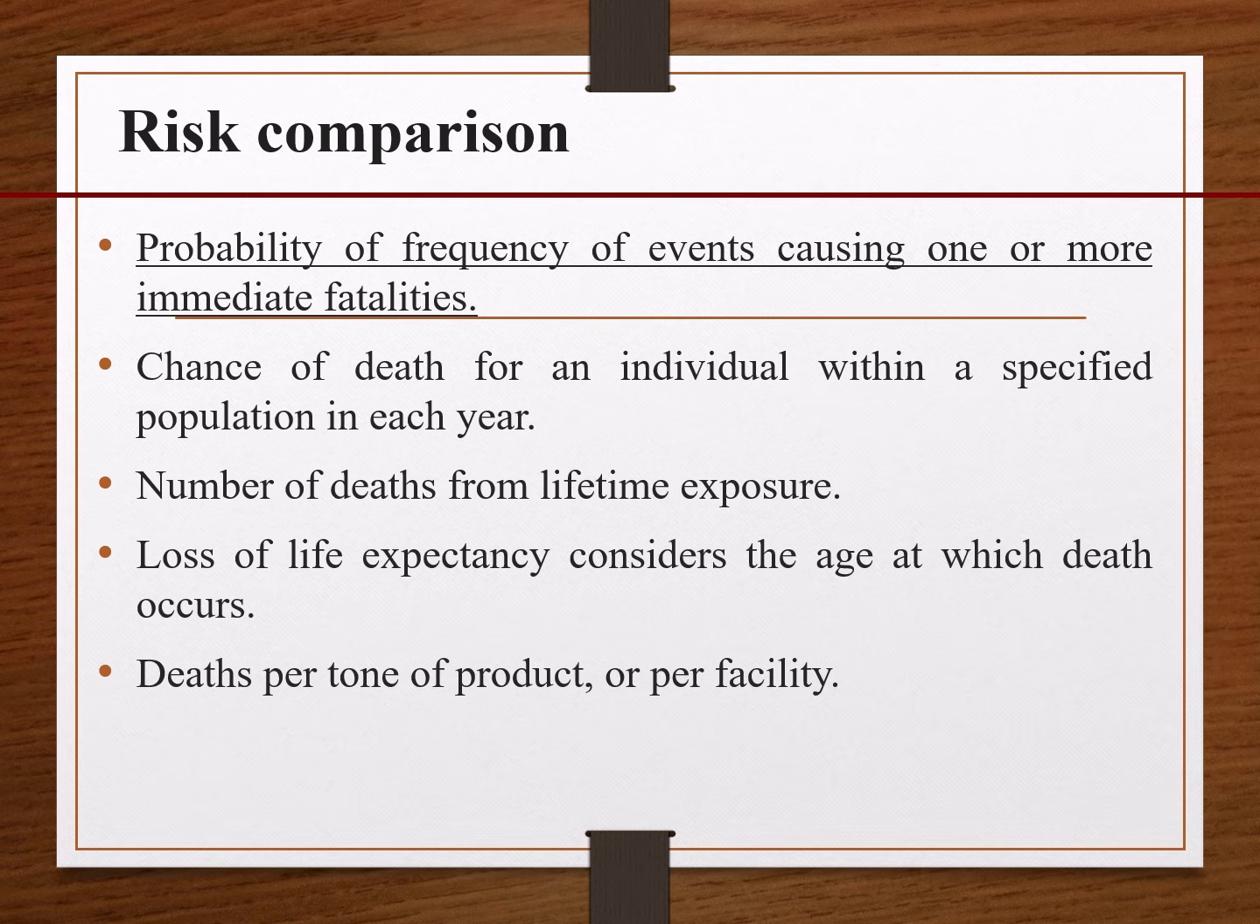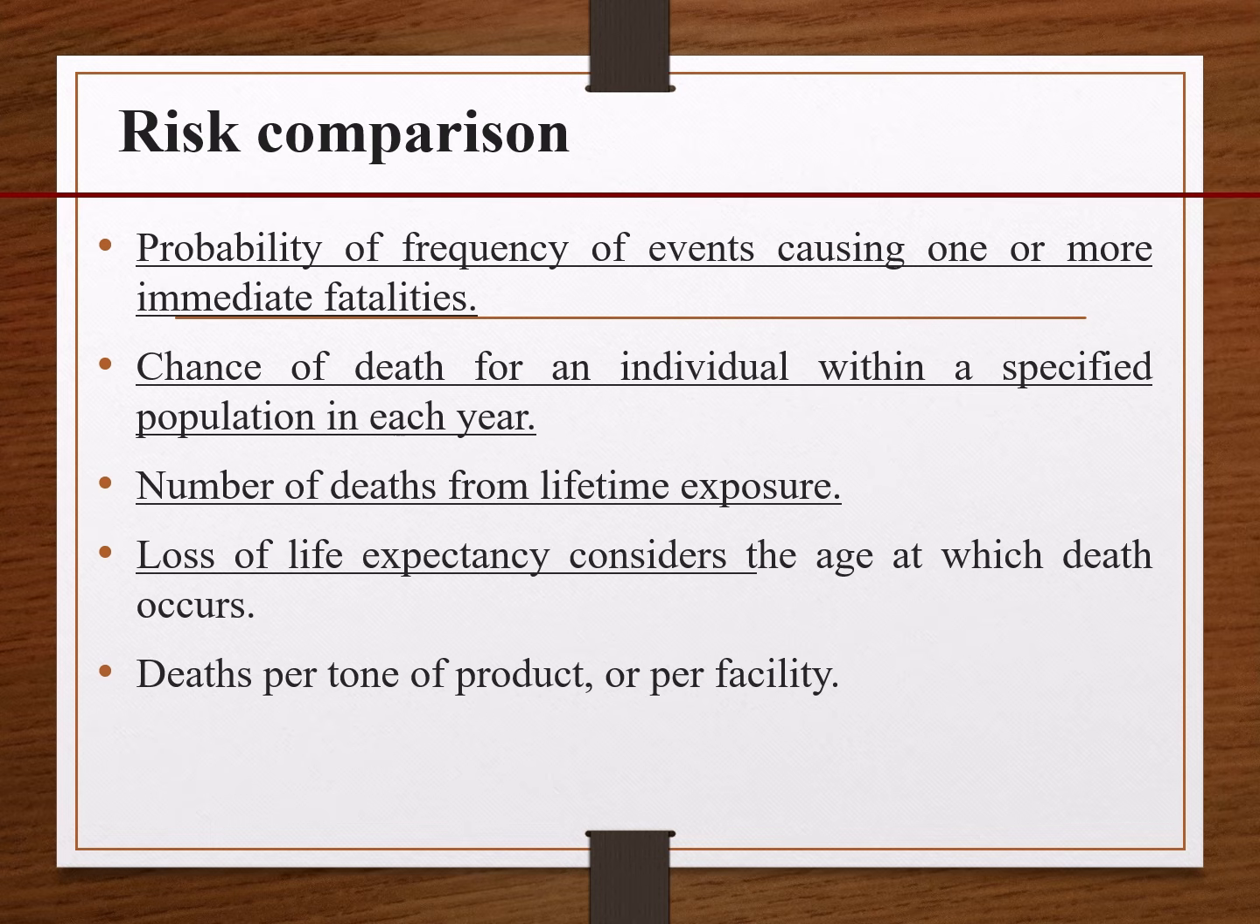Risk comparison is done to check the probability of frequency of events causing one or more immediate fatalities. Chance of death for an individual within a specified population in each year. Number of deaths from lifetime exposure. Loss of life expectancy considers the age at which death occurs. Deaths per ton of product or per facility.